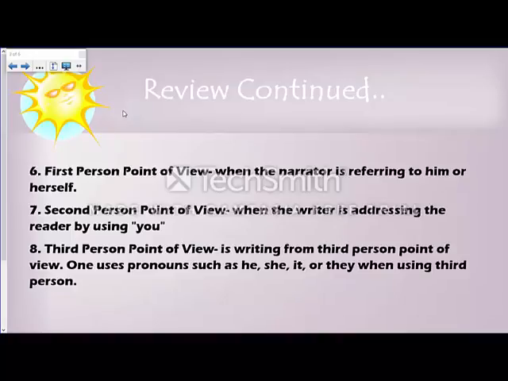And number 8, third person point of view, you will use pronouns such as he, she, it, or they. You're talking about someone else. You're referring to someone else by saying the pronouns he, she, it, or they. Them is also a pronoun you would use in third person point of view, which is, by the way, what you will be writing most of your papers in. But for this particular assignment, we're going with first person.